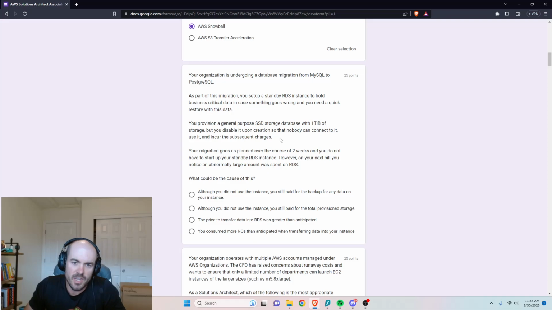So you've got the standby database that's provisioned but not being used. Your migration goes as planned over the course of 2 weeks, and you do not have to start up this standby RDS instance. But on your next bill, you notice an abnormally large amount that was spent on RDS. So what could be the cause of this?